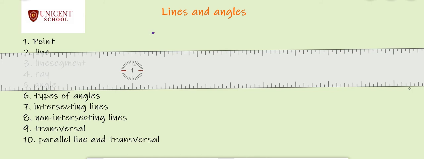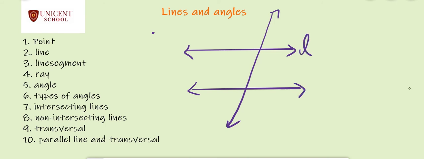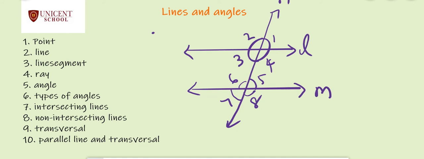Let us take two parallel lines and a transversal. Let us name these lines as L, M, N. What are the different angles formed here? Angle 1, 2, 3, 4, 5, 6, 7, 8.